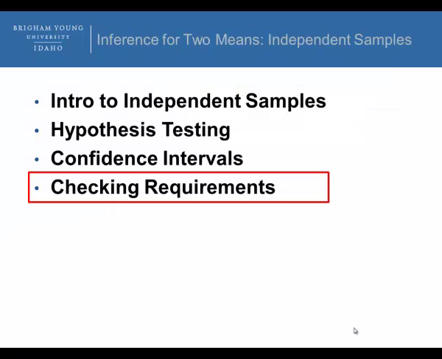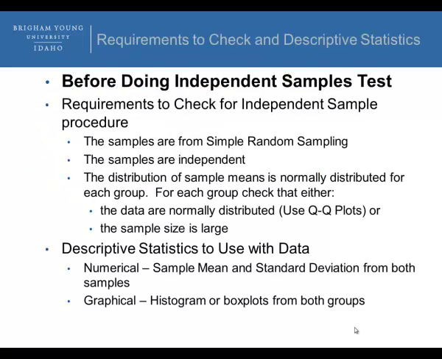Now lastly, let's talk about checking requirements. Before doing an independent samples t-test, the requirements to check are, first of all, that the samples need to come from simple random samples. Samples are independent, unlike dependent samples. And the distribution of sample means is normally distributed for each group. For each group, check that either the data are normally distributed, so use QQ plots, or check to see if the sample size is large.